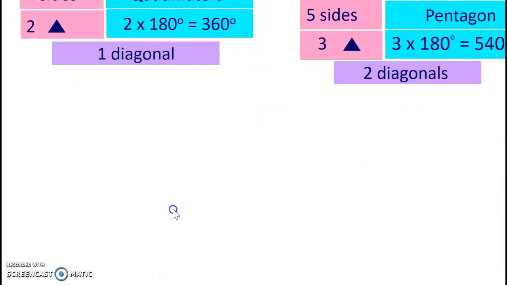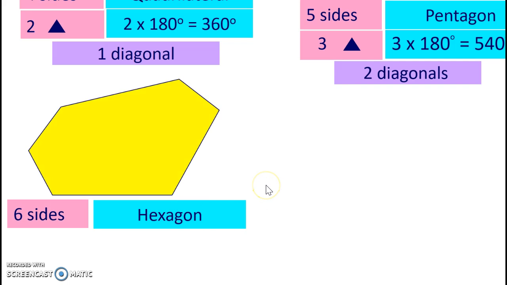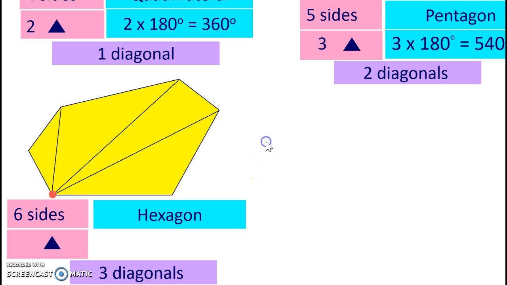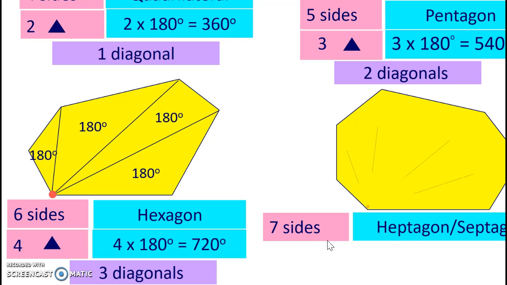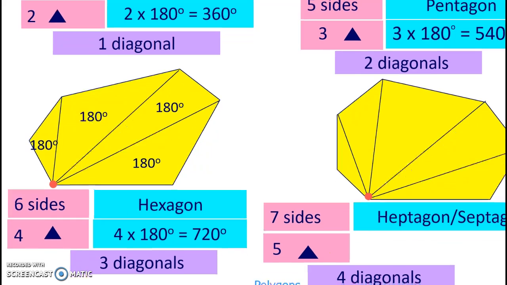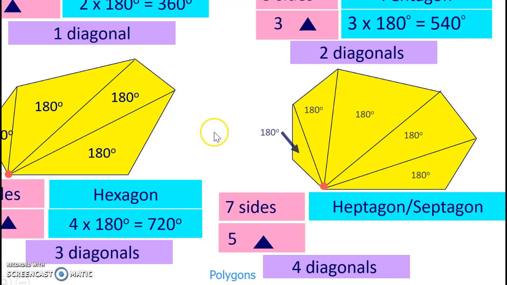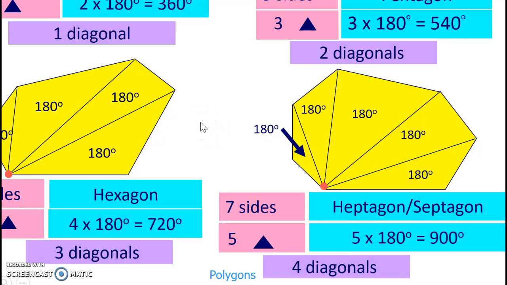And likewise, we can do it for a hexagon, which is a six-sided polygon. We can see that we can draw in three diagonals, which creates four different triangles. Again, each of those triangles has an interior angle measure of 180. So the interior angle sum for a hexagon is 4 times 180, which is 720. And the same thing happens for a heptagon. We have four diagonals, five triangles. And the interior angle sum for a heptagon will be 5 times 180, which is 900.